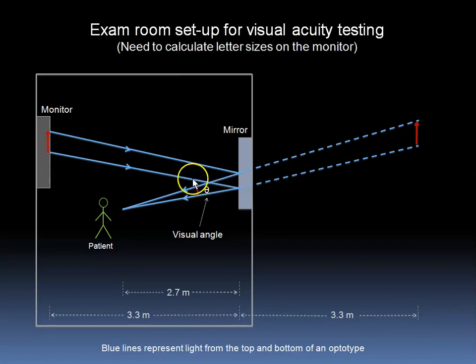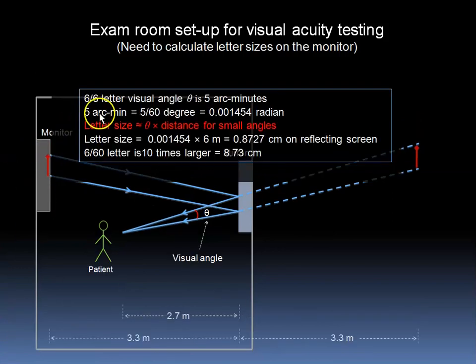We then need to calculate the size of the letter here in order to get a visual angle for testing. So if we wanted a 5-minute of arc size letter, a visual angle, and we know the distance, we can therefore calculate the height that the letter needs to be. And this can be adjusted on the monitor. Here we see the calculation, which is instructive.